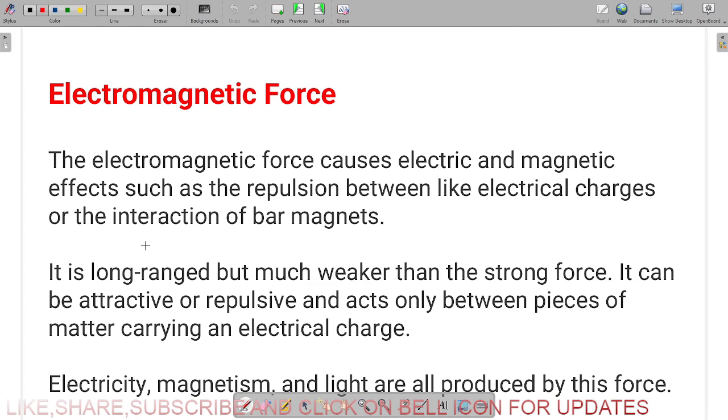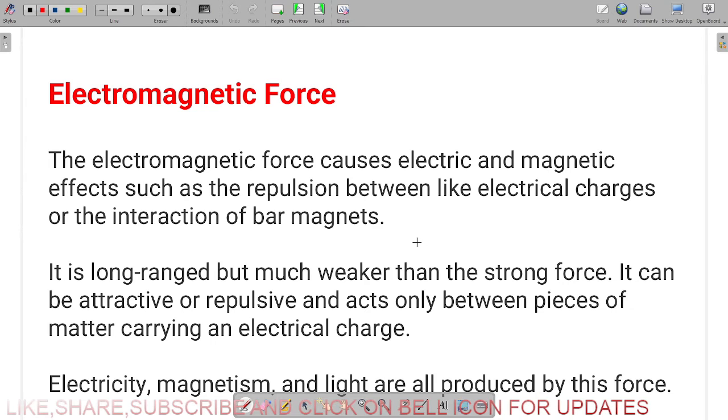Let us quickly see what electromagnetic force is. The electromagnetic force causes electric and magnetic effects such as the repulsion between like electrical charges or the interaction of bar magnets. We have studied a rule that like poles or like charges repel each other, and unlike charges attract each other. This attraction and repulsion is because of the electromagnetic fields created around the objects having charges. It is long ranged but weaker than the strong force. This is a long range force.